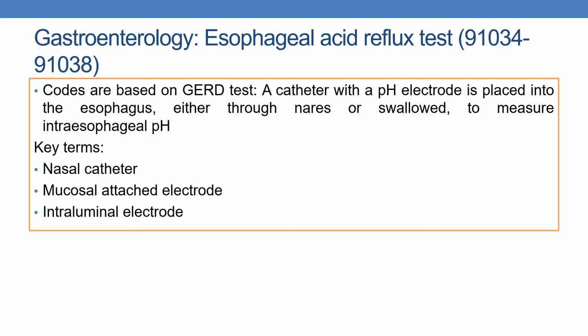Here a catheter with a pH electrode is placed into the esophagus either through the nares or swallowed to measure the intraesophageal pH. The key terms to look for in questions are nasal catheter, mucosal attached electrode and intraluminal electrode. These are some of the key terms that you must go through while studying the question.